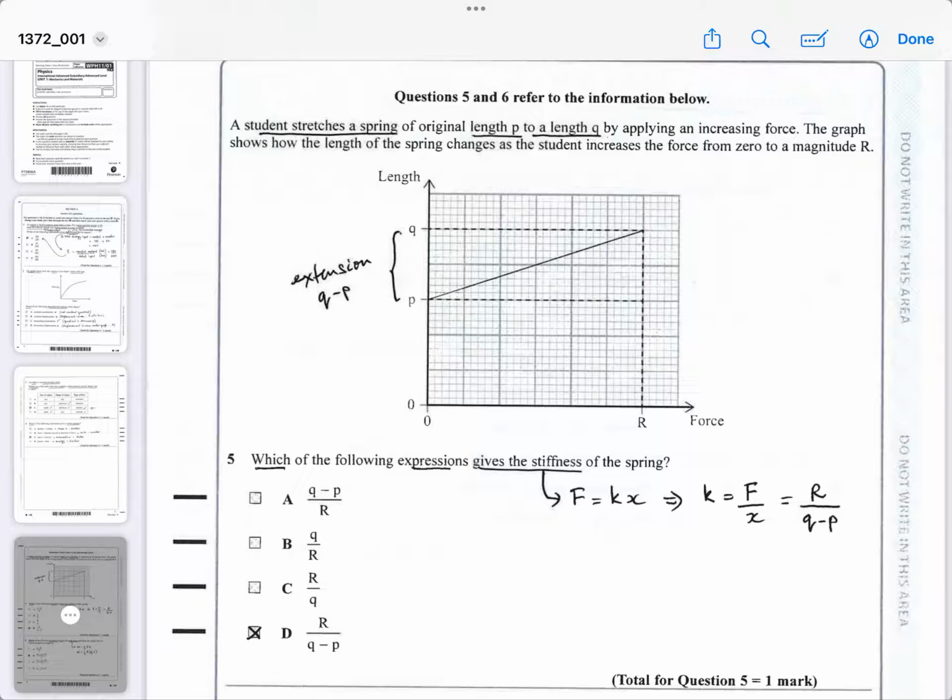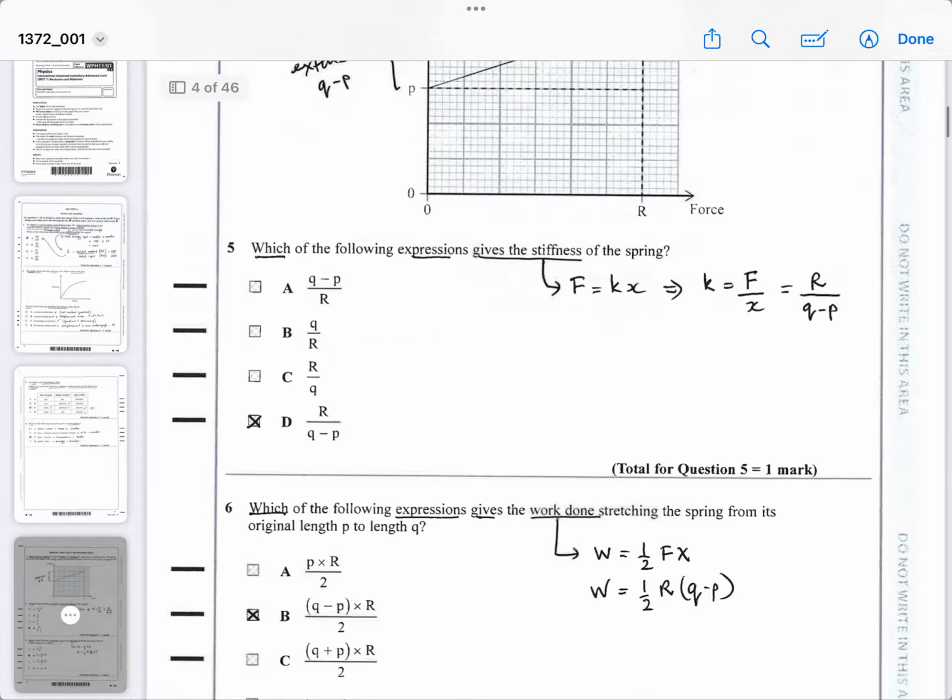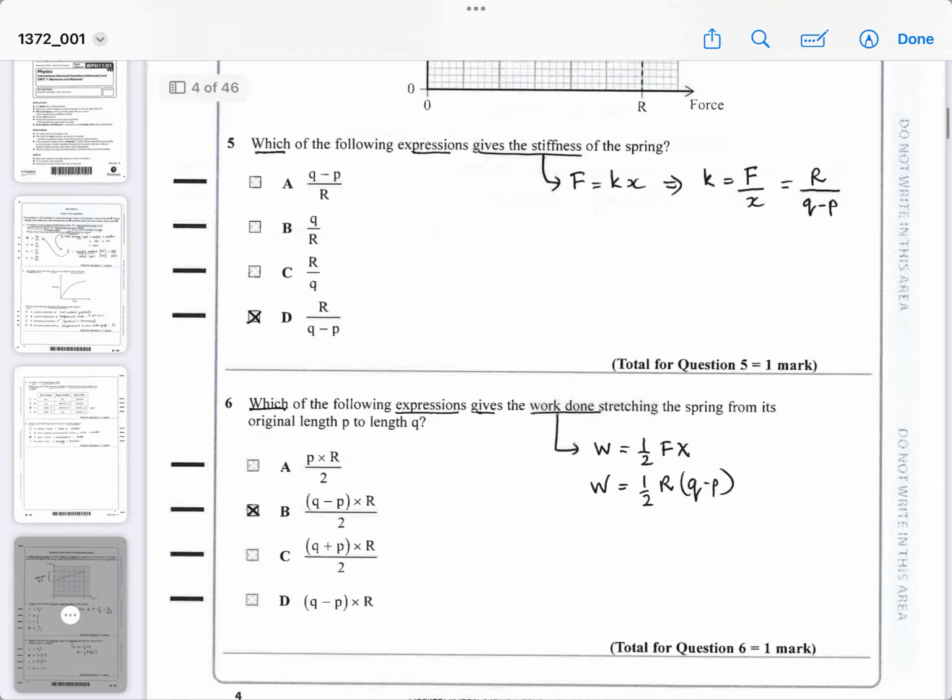Okay, so which expression could you create to give the stiffness? Well, the stiffness is K in the F equals Kx Hooke's law equation, so K must be the force over X, which is the extension. F is the force applied, so that's R on this graph, and extension is the difference in length, which is Q minus P, so the answer is R over Q minus P, which gives you the answer D. Nice, easy question from the materials topic.